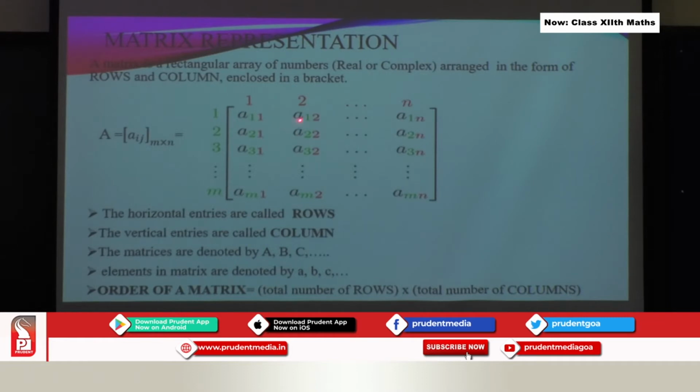Similarly, when you proceed here, the place of this particular entry signifies first row and second column, and that's why it is A12. And then when we proceed further horizontally, we can see here it is A1n. That means here you consider the first row itself but the nth column.